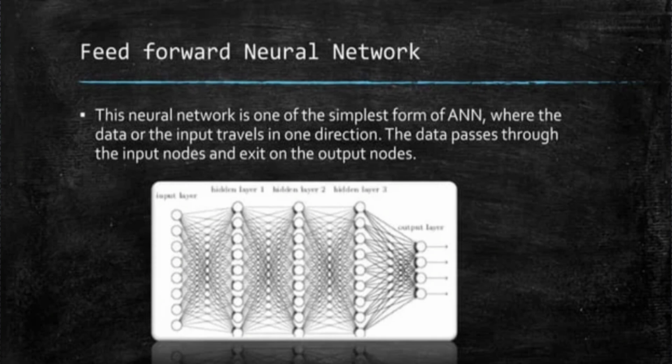Feed forward neural network. This neural network is one of the simplest forms of ANN, artificial neural network, where the data or the input travels in one direction. The data passes through the input nodes and exits on the output nodes.